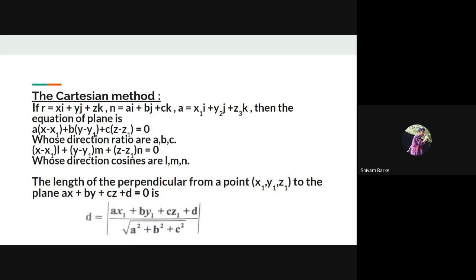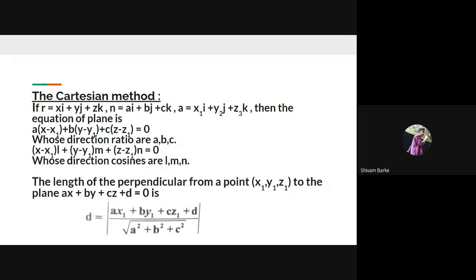So there is also another method. I think this is an easier method than the vector method, the Cartesian method. In this, we take the normal vector, r vector, and the a vector, and we form an equation of a plane, that is a(x minus x1) plus b(y minus y1) plus c(z minus z1) is equal to 0. This will be the equation. This is the same equation as the vector form, but we have written it in Cartesian coordinates.